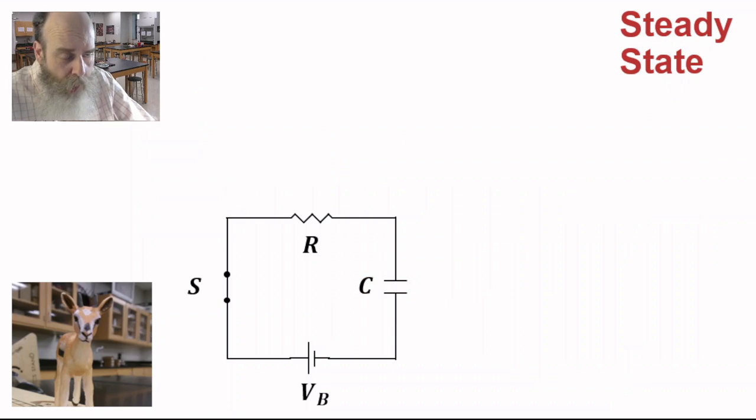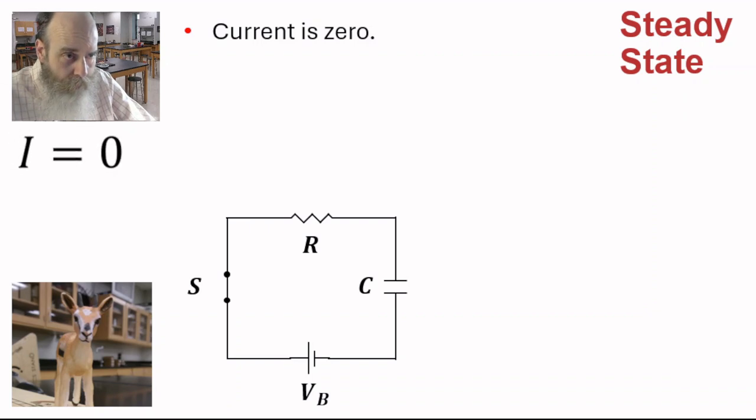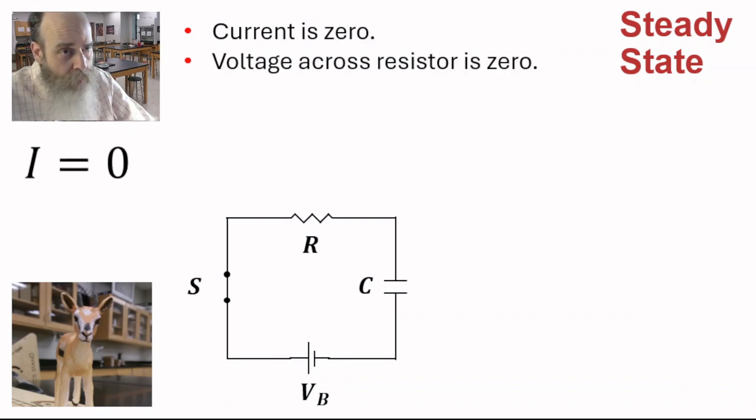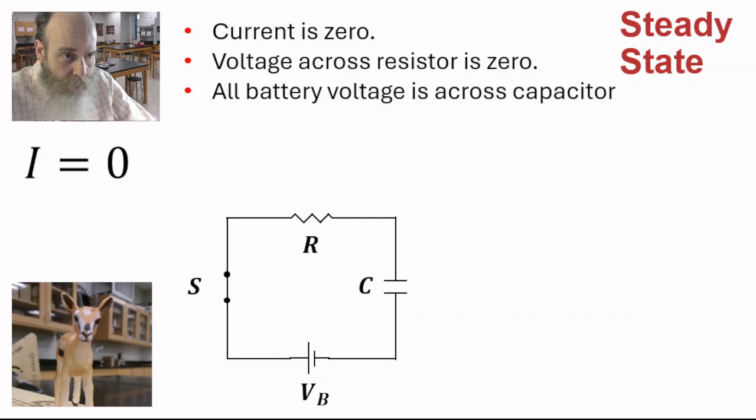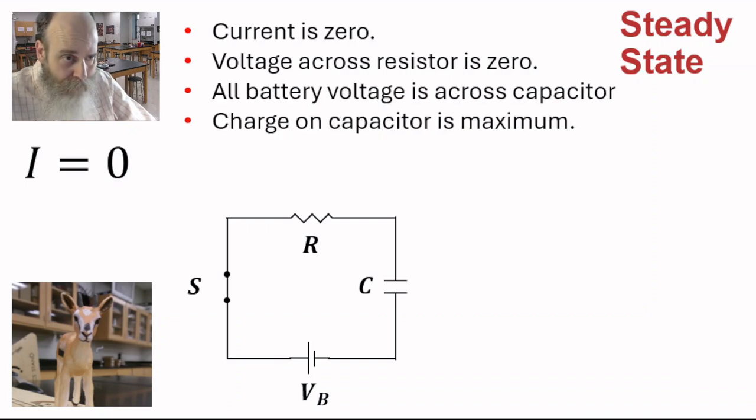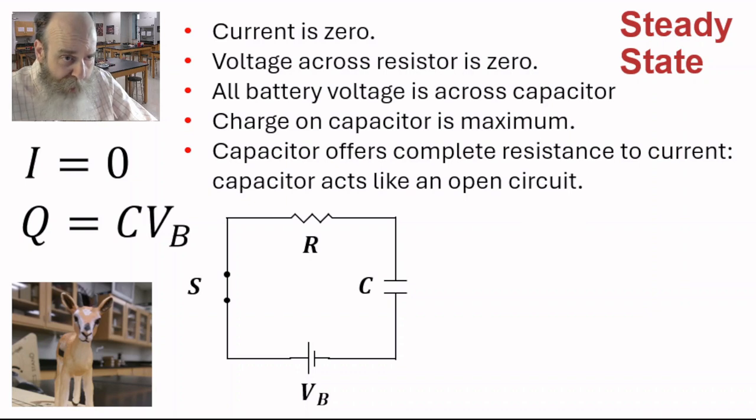Now look at what our findings are for the steady state condition. The current is 0. The voltage across the resistor is 0. All battery voltage is across the capacitor. The charge on capacitor is maximum, and we get that charge from this relationship: Q equals C times the battery voltage. And the capacitor offers complete resistance to current.